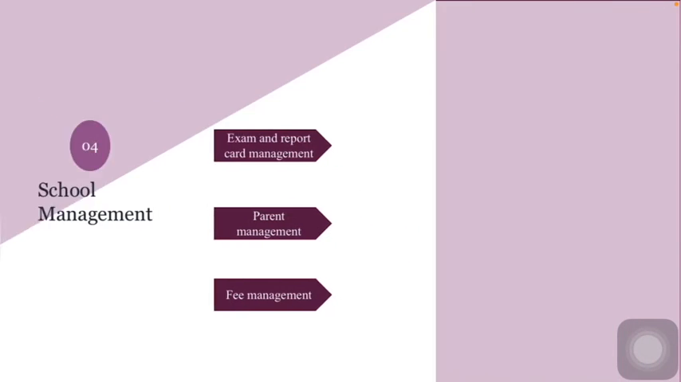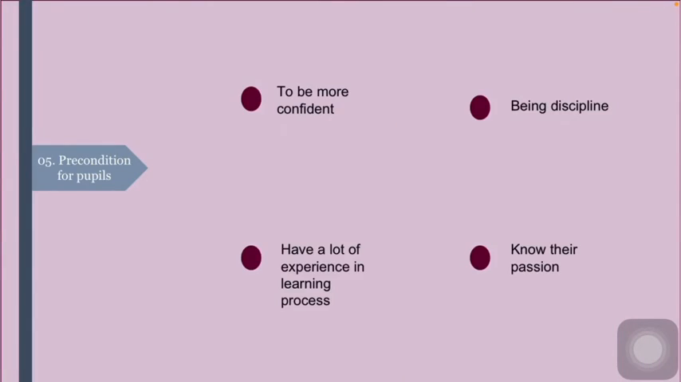Next is number 5, precondition for pupils. To be more confident for the future, students can express themselves more freely, have the courage to speak in public, and be full of enthusiasm. And the second is having a lot of experience in the learning process. Of course, students can find out some of the learning methods used and have an interesting impression on every activity at school. And number three is being disciplined.